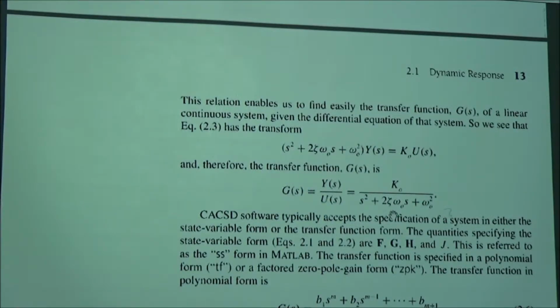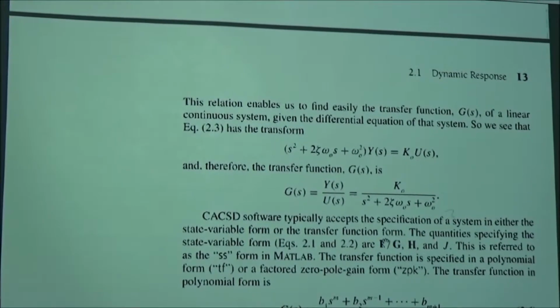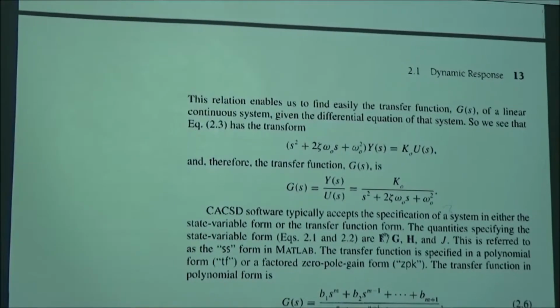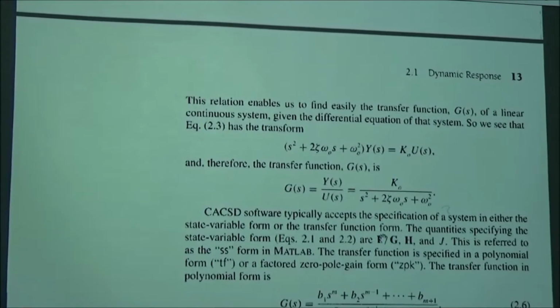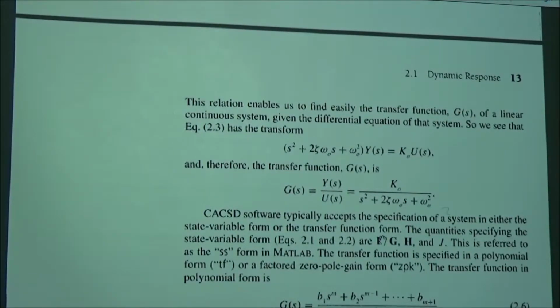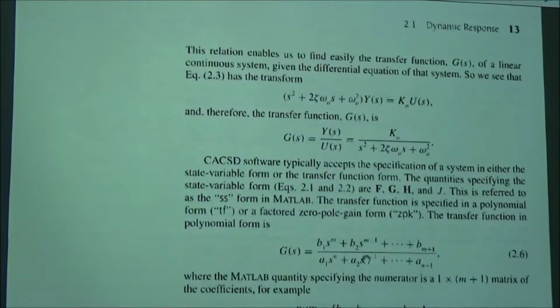The roots of this characteristic equation are called the poles of the system, which it turns out are identical to the eigenvalues of the matrix F, a system matrix. Now, if you haven't had any linear algebra background, you may need to read a little bit, either on the internet or in the appendix of your books on linear algebra, what is an eigenvalue, what is an eigenvector, and so forth.